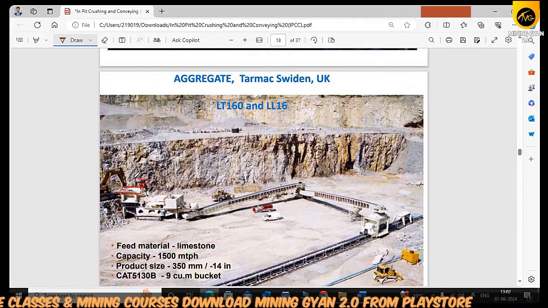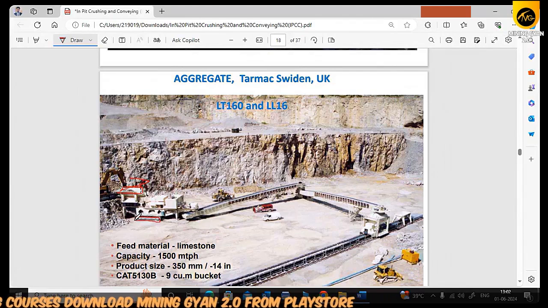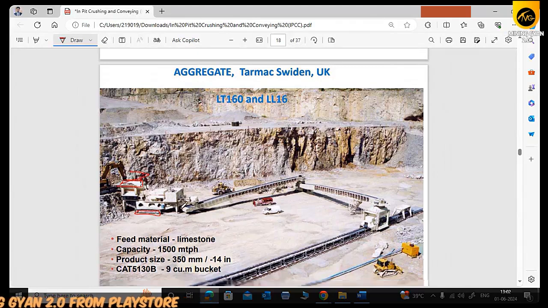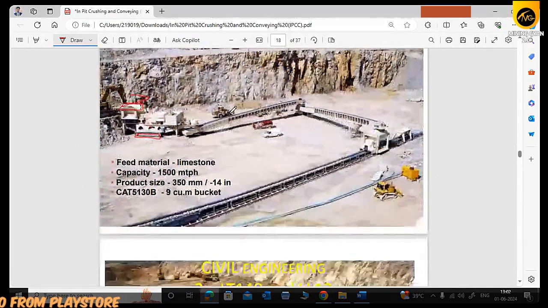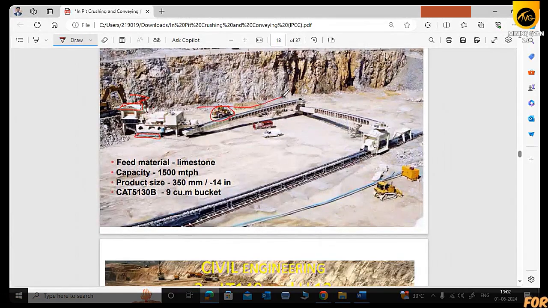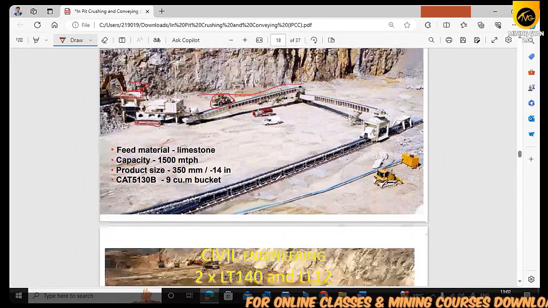This is a crawler mounted system, and the whole crushing system is placed in this. So you see this is a payloader, which will clean this face and just clean the toe. This is a toe, this is a crust, and it will clean this toe. And these are the materials which are required to be pushed.